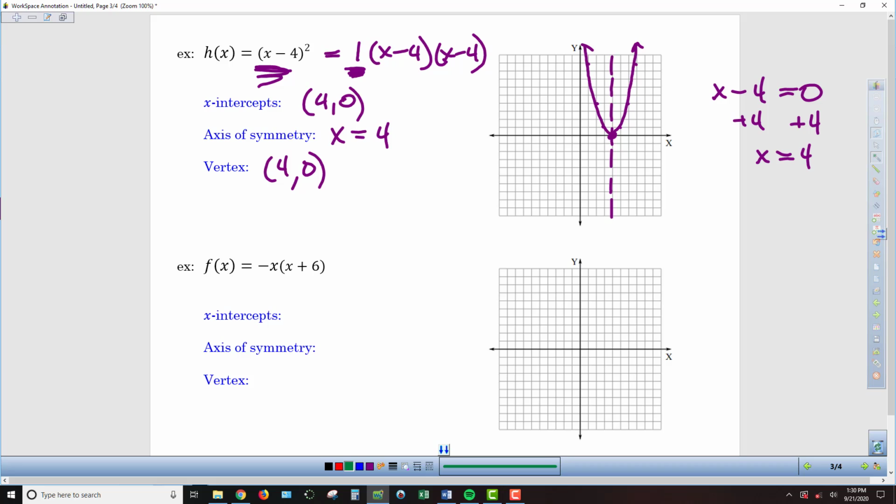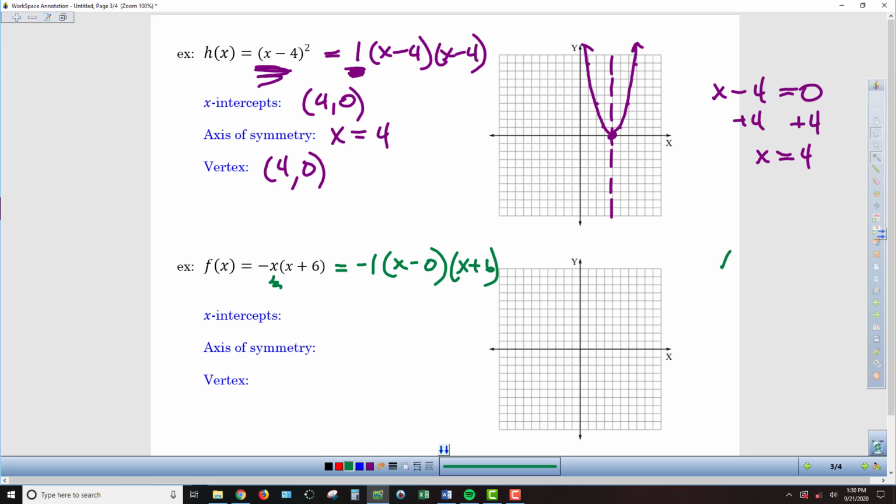In the second example, it too is written in intercept form, even though it doesn't look like it. So I'm going to rewrite it so it's a little bit more familiar. So I've got this -1 that's out in front. And then for this first x here, we could think of it as x minus 0, or x plus 0 if we want. And then we have x plus 6.